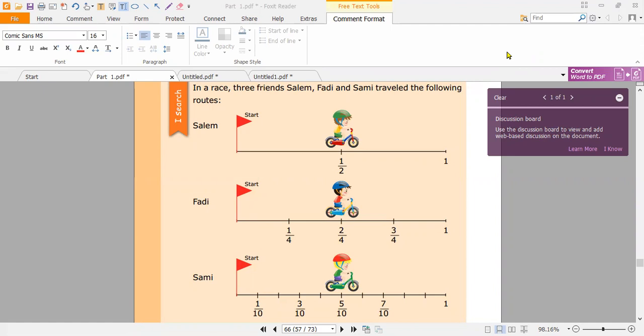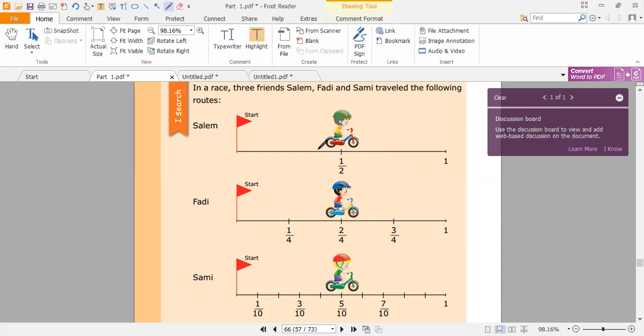Now, what does equivalent fraction mean? It means the fractions have the same value, but with different numerator and different denominator.